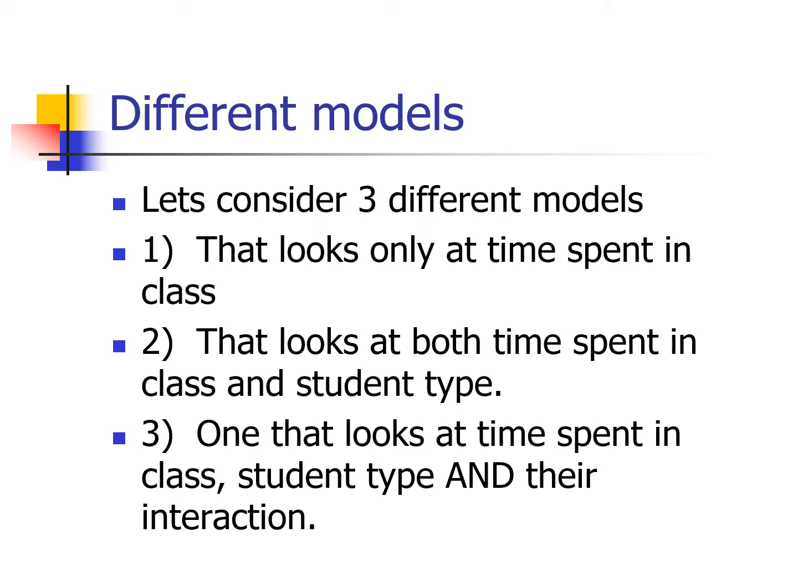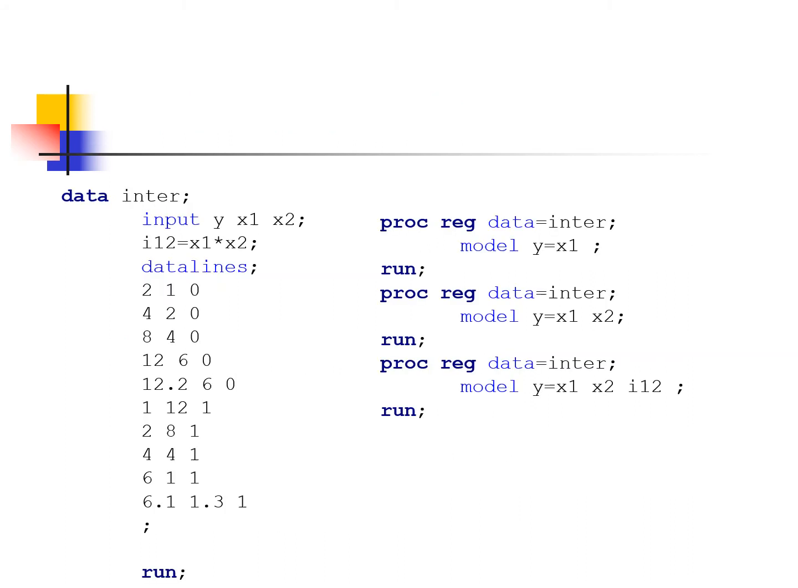So consider three different models. One, we consider only time spent in class. Two, we consider time spent in class and the type of student. And three, we look at a model that includes time spent in class, student type, and the interaction between the two. Okay? So there's three different proc regs, one for each of those three proposed models.